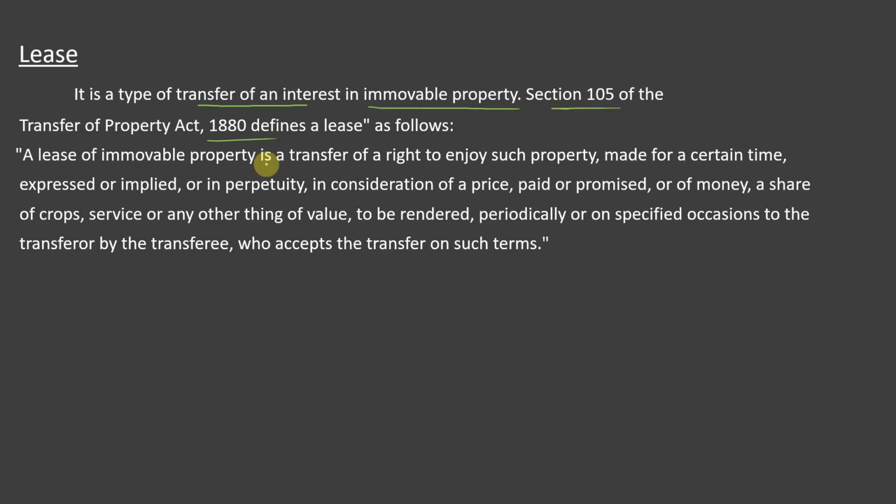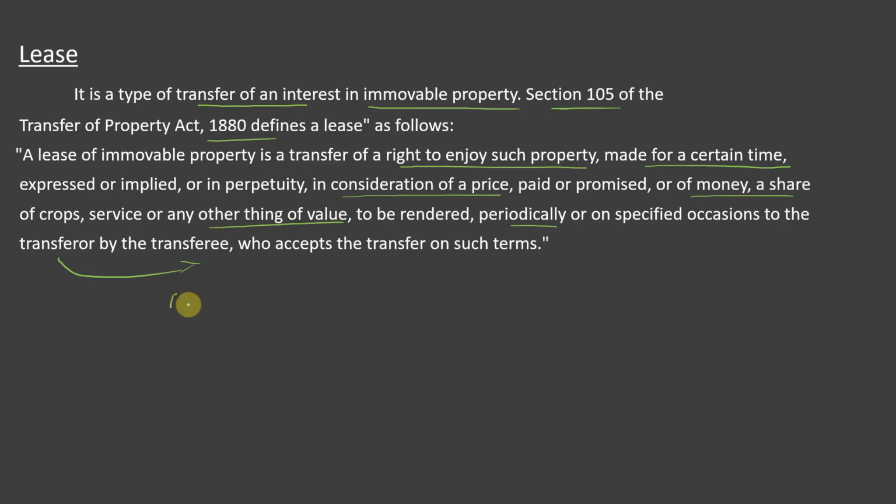A lease of immovable property is a transfer of right to enjoy such property made for a certain time, expressed or implied, or in perpetuity, in consideration of a price paid or promised, or of money, a share of crops, service, or any other thing of value, to be rendered periodically or on specified occasions to the transferor by the transferee, who accepts the transfer on such terms.